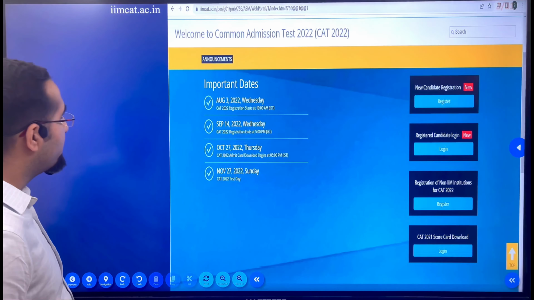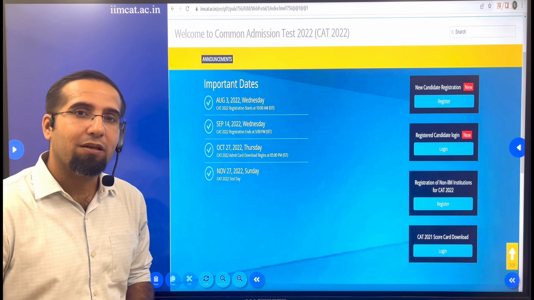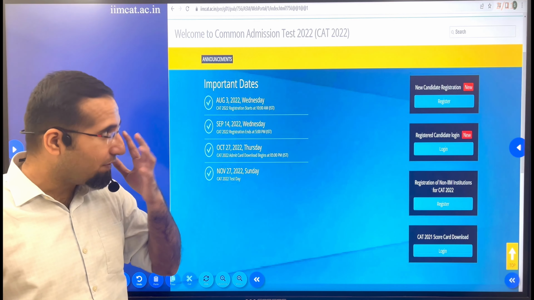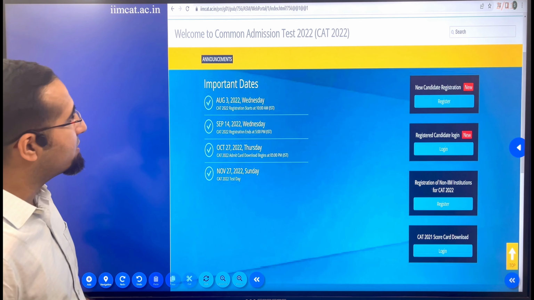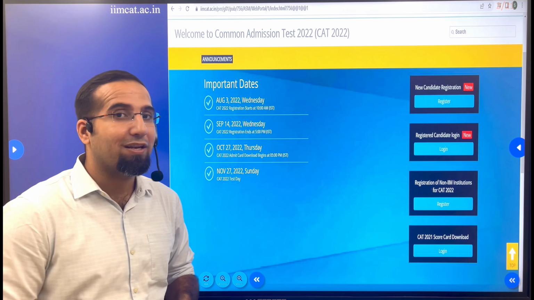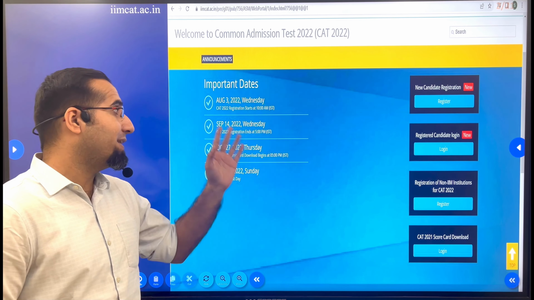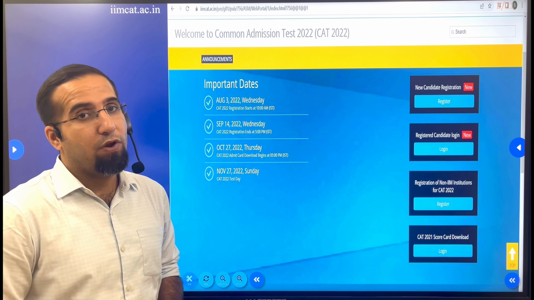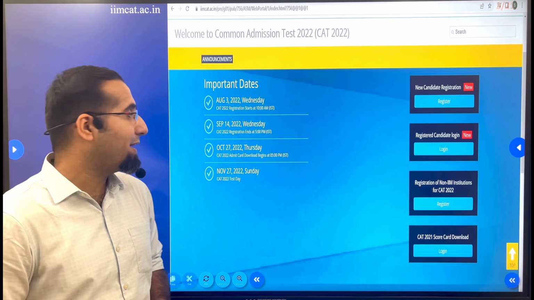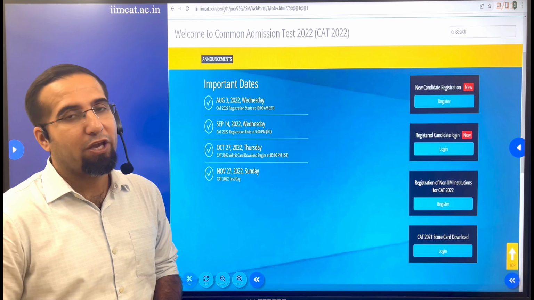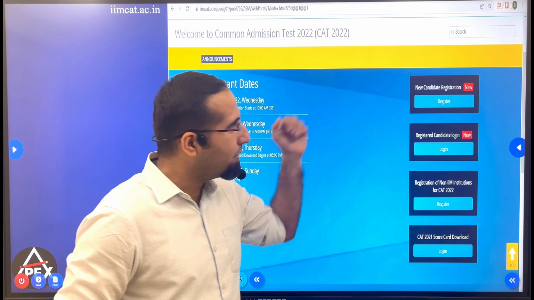As we all know, we need to go to the website iimcat.ac.in, and I have got the screenshot of that. Once you click on that, this is the interface that you get. Now we need to understand these important dates. August 3rd was when the registration process started, and September 14th, a Wednesday, is the last date to fill your form. October 27th the admit cards will be out, and November 27th we are looking at the D-Day of the examination.